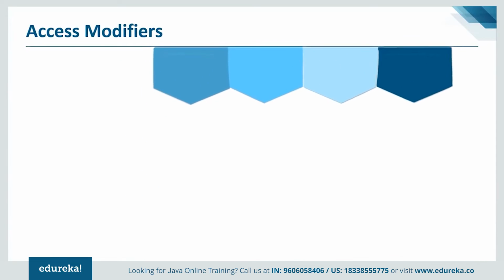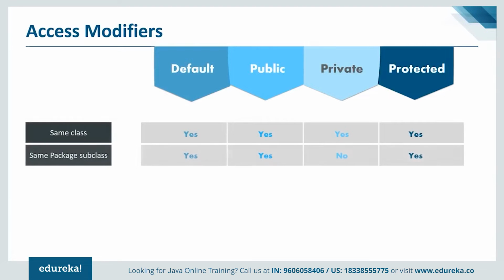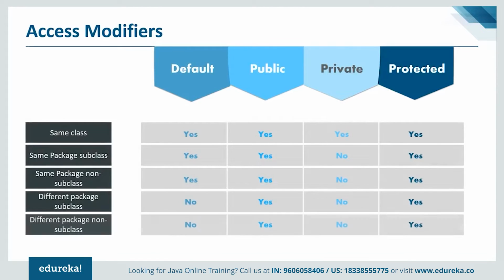Moving ahead, guys, now let us understand these 4 access modifiers. Default is the one which can be accessed within the same class. It can be accessed within the same package subclass. Then in the same package but non-subclass, we can access the default. But in a different package, in a subclass, or in a different package in a non-subclass, we cannot access it. Public is something which is accessible everywhere, right? And we have private, which is accessible nowhere, so it's only accessible within the class, right?